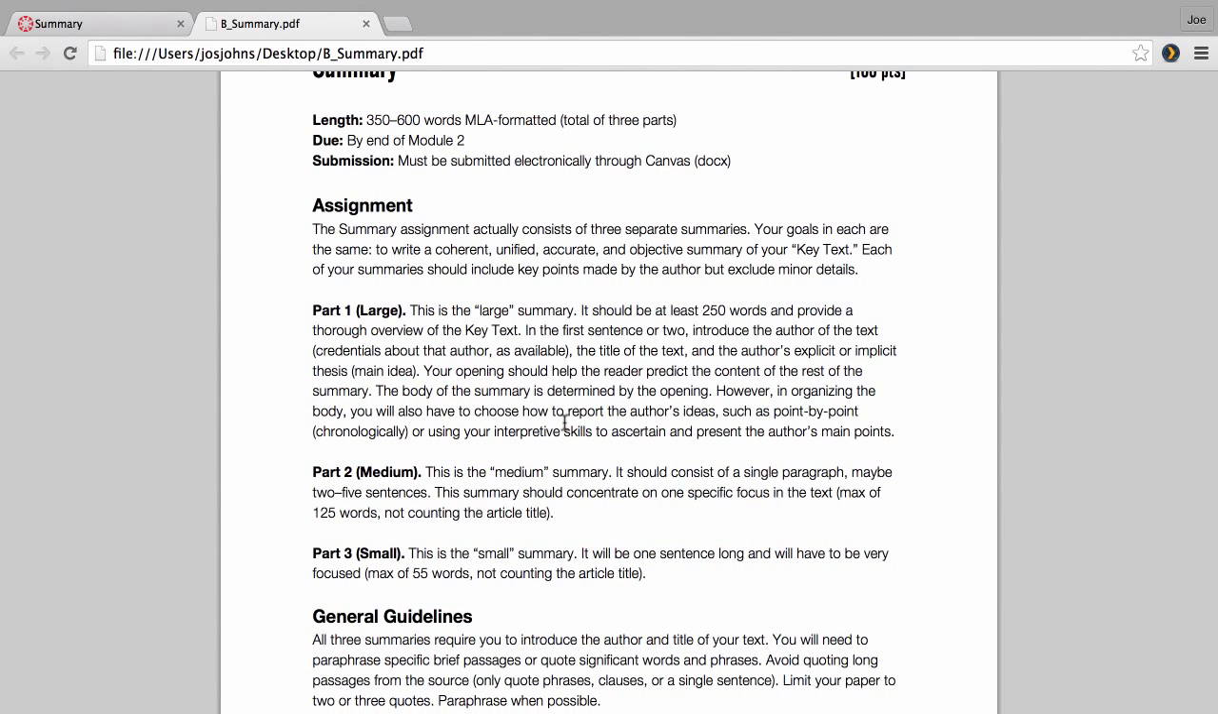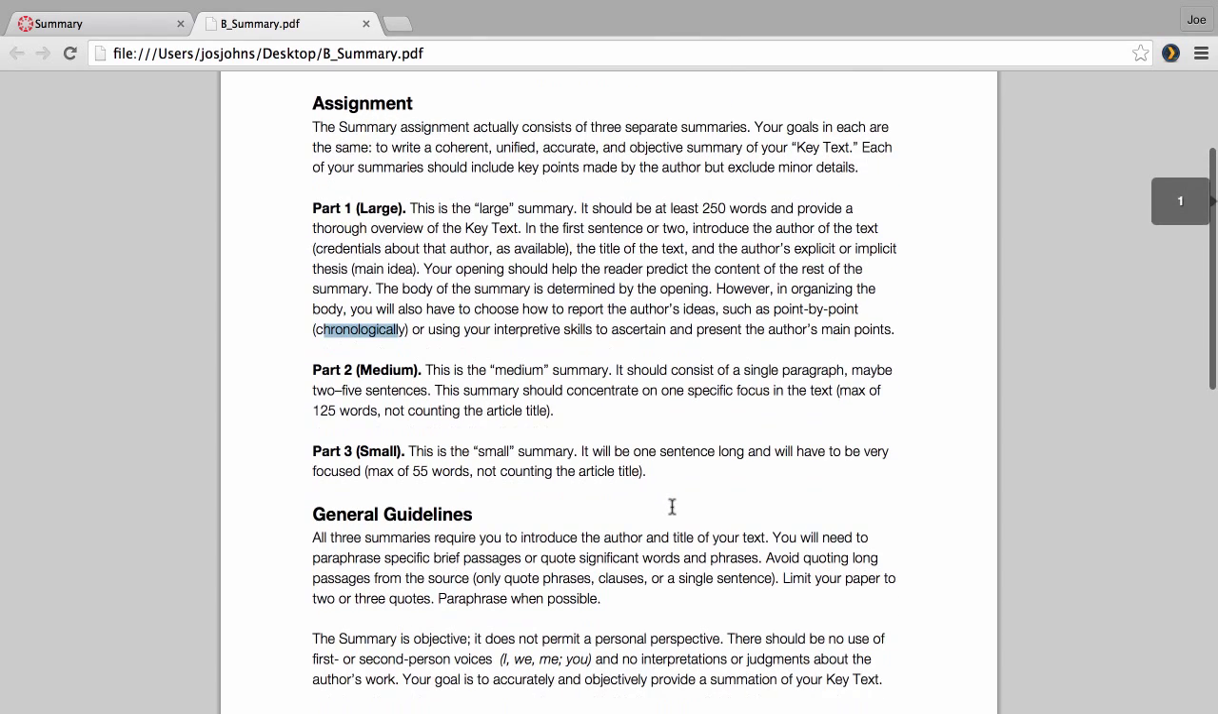Note here that you're going to have to make some decisions about what and how you summarize. And also note that I'm asking you to include credentials about that author as available. So if your key text mentions that the author is an instructor of biomedicine at Carnegie Mellon, then that information needs to be included as you introduce the author. For this one, you'll figure out how to organize it. You have a couple of options: a point-by-point chronological order, or using your interpretive skills to present the author's main points. What do you think are the real main ideas of the article?